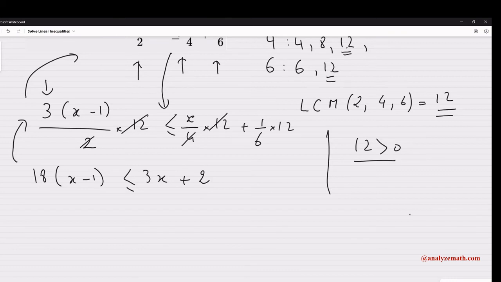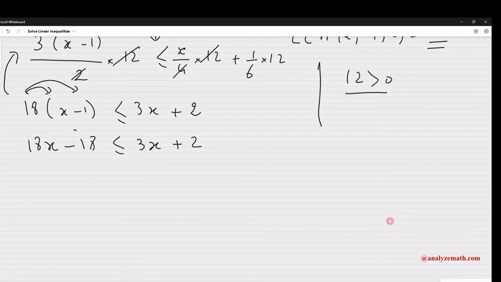Good. Now we use distributivity to expand. So 18 by x, 18x, 18 by negative 1, negative 18. Here, no change. The same steps, we need to put the x's on one side and the numbers on the other side. So let's start by eliminating this negative 18. So minus 18, we need the plus 18 on this side. Plus 18 on this side. Same thing on both sides.